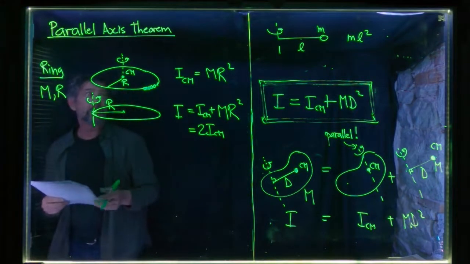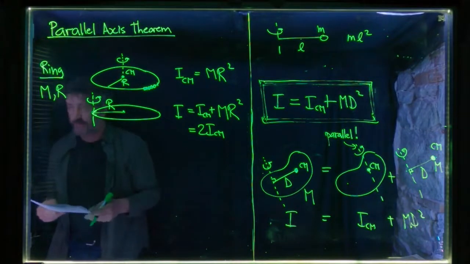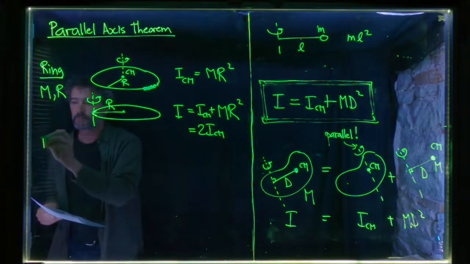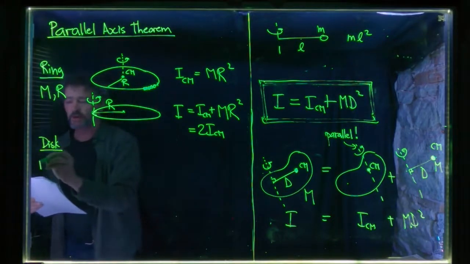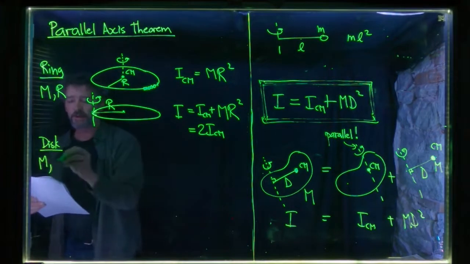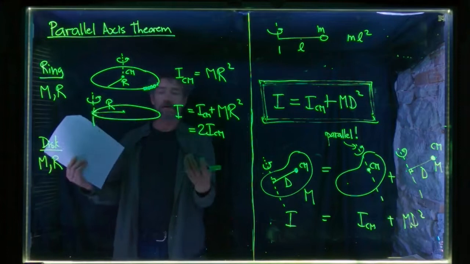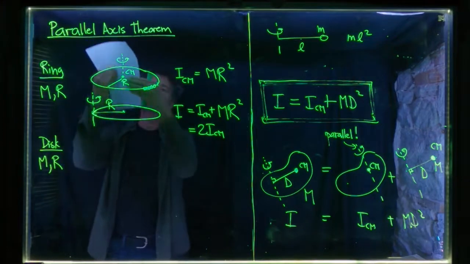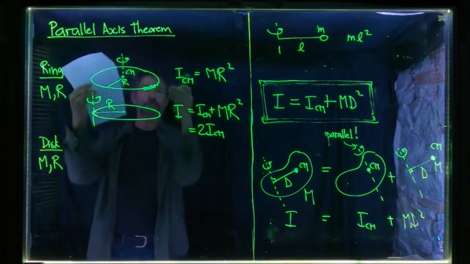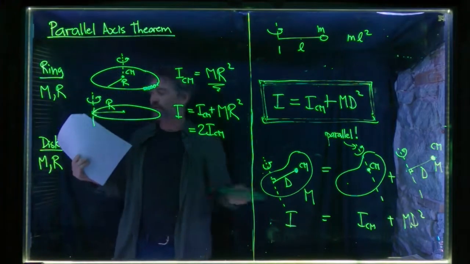So let's look at another example, which is really useful, especially in comparison with the ring, and that's the uniform disk. So again, this disk is going to have exactly the same mass as the ring, and it's going to have exactly the same radius as the ring. What's different is the way that we've distributed the mass. In the ring case, all of the mass was as far away from the axis of rotation as possible, so we should get the maximum moment of inertia, mr squared, in that case.